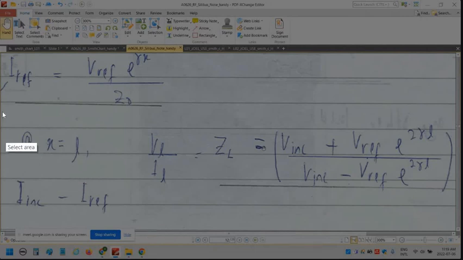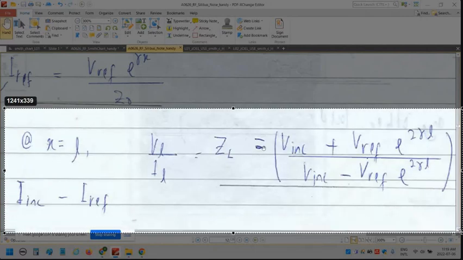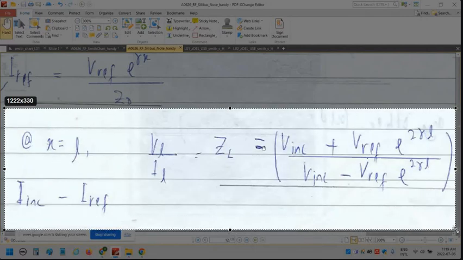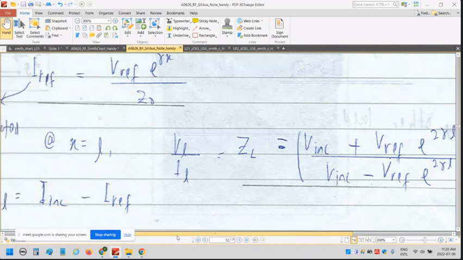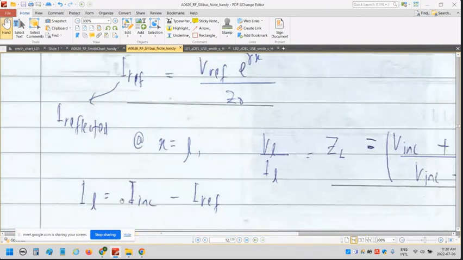So V incident plus V reflected e to the power of 2 gamma L, divided by V incident minus V reflected e to the power of 2 gamma L. And then IL is I incident minus I reflected, or the short form is REF.